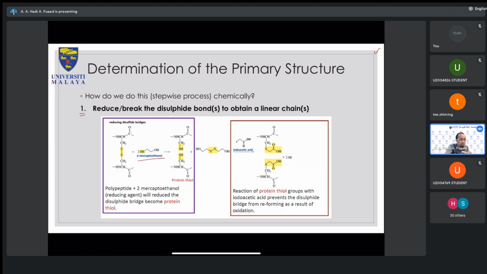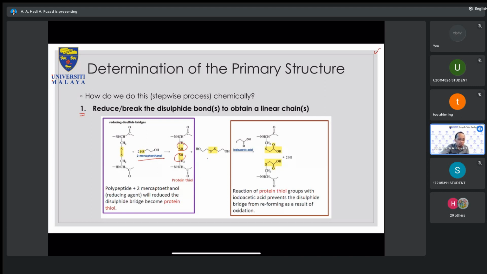So how do you reduce it? You simply react your proteins, normally in aqueous solution, or even in organic solvent. It doesn't matter, because at the end of the day you don't want to preserve the secondary structure of the protein. You rather want to unknot the whole structure. First, you react it with mercaptoethanol. What it does is reduce the disulfide bridge, forming two cysteine molecules. Once you have that, you proceed to the second step.